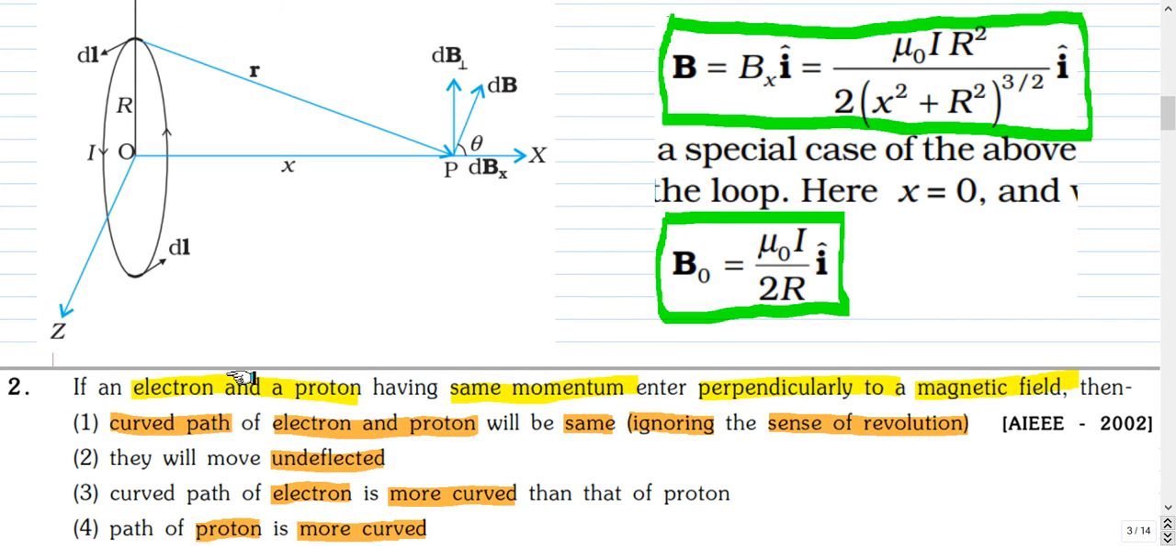If an electron and a proton having the same momentum enter perpendicularly to a magnetic field, then four options are given. Option 1, curved path of electron and proton will be same, ignoring the sense of revolution. Option 2, they will move undeflected. Option 3, curved path of electron is more curved than that of proton. Option 4, path of proton is more curved. You can pause and attempt this question.